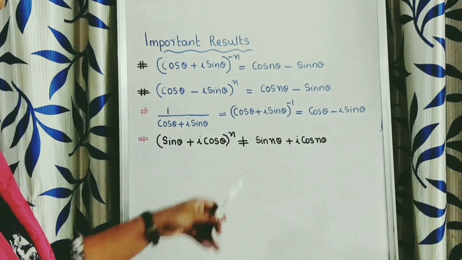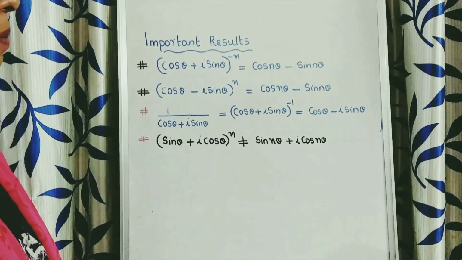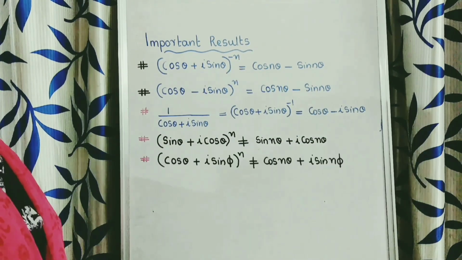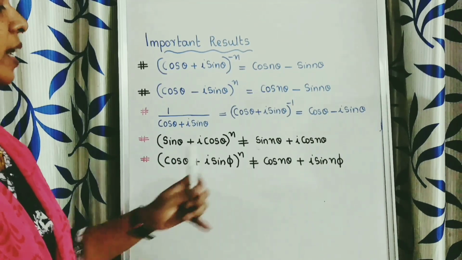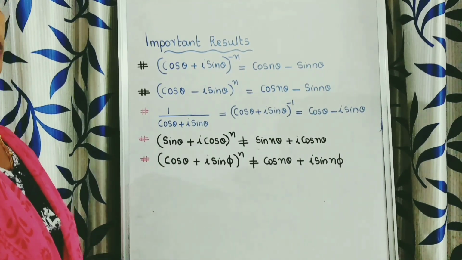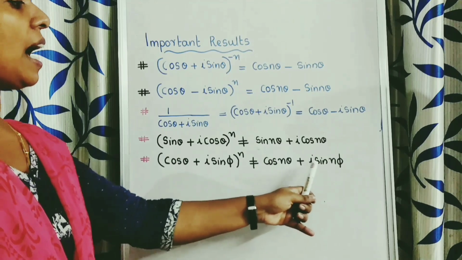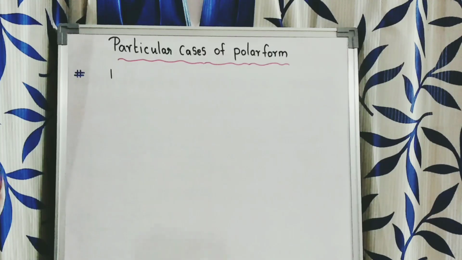Okay, it's not equal to sin n theta plus i cosine theta. Which result: (cos theta plus i sin theta) whole raised to n is equal to cos n theta plus i sin n theta. Particular cases of polar form.